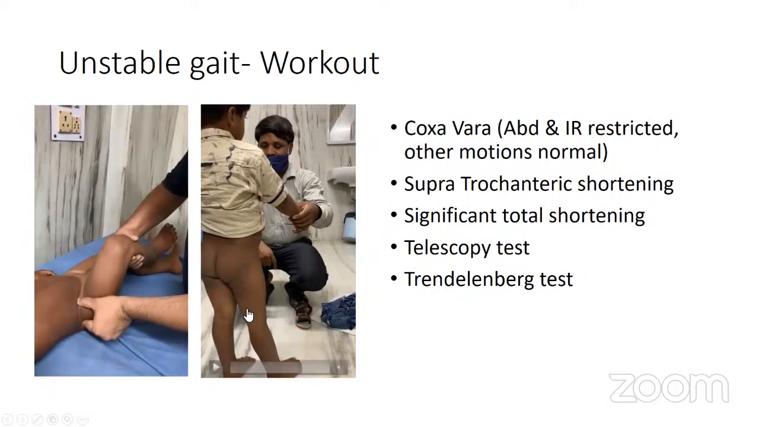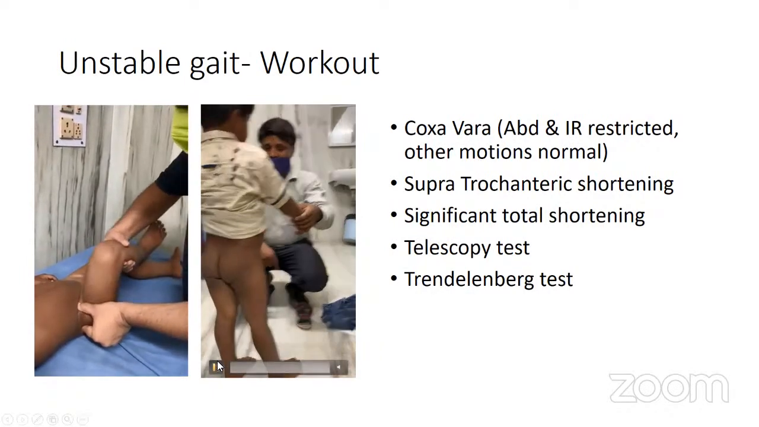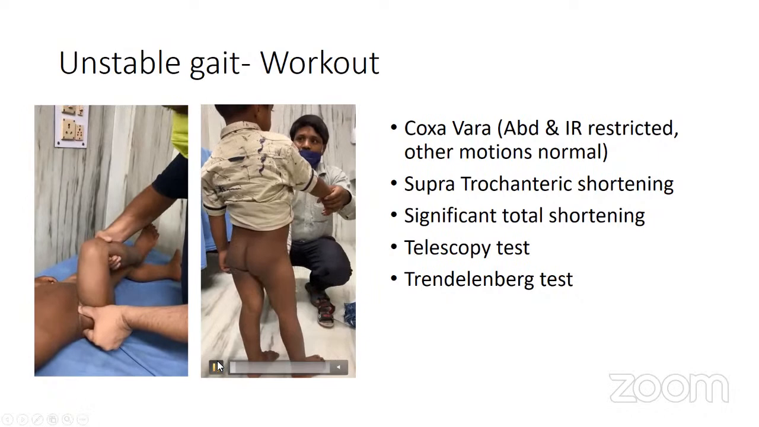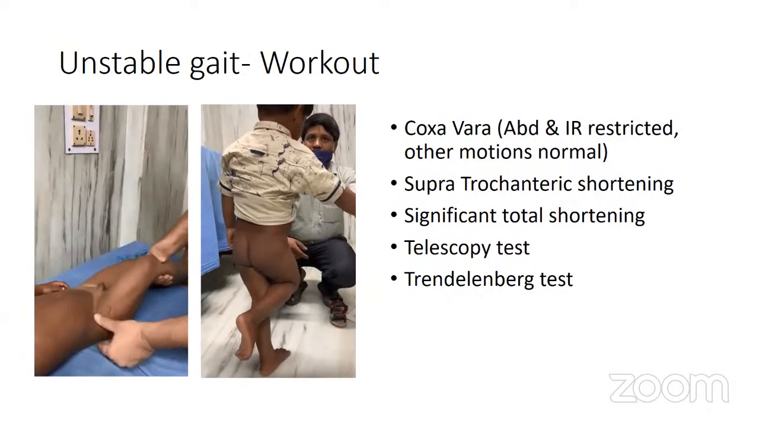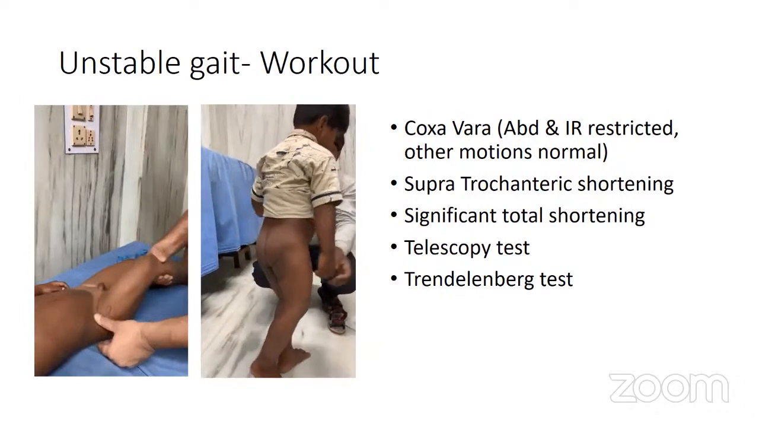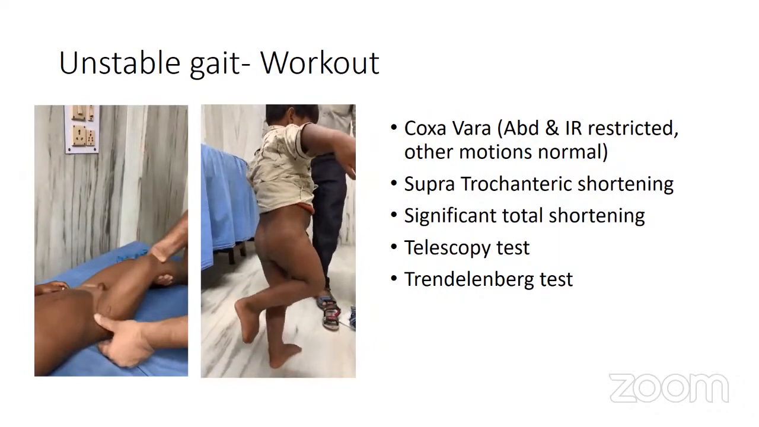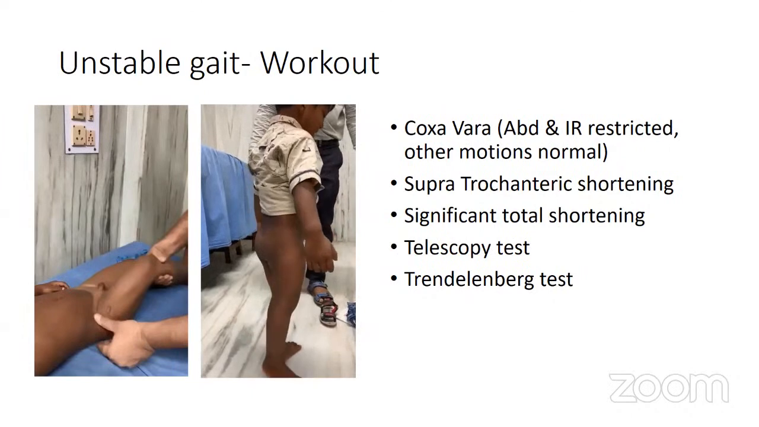Next, the telescopic test and the Trendelenburg test. These are the tests for the unstable gait. As you can see here, if the patient is unable to stand, then with the help of the indirect Trendelenburg test, we can check.